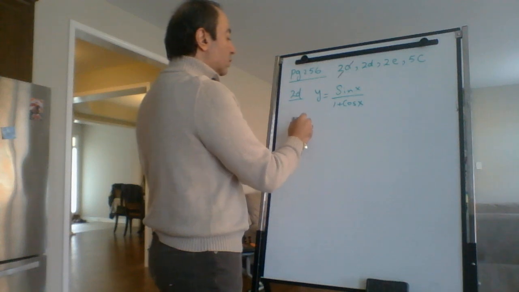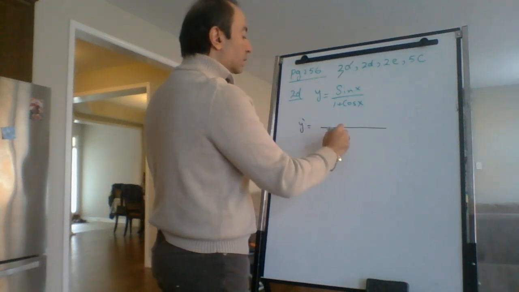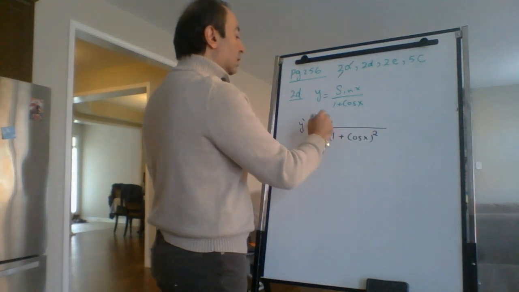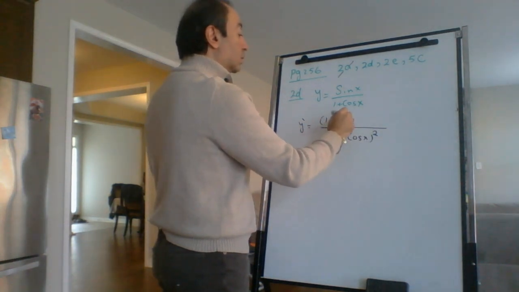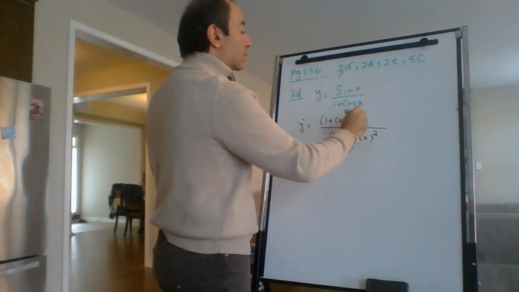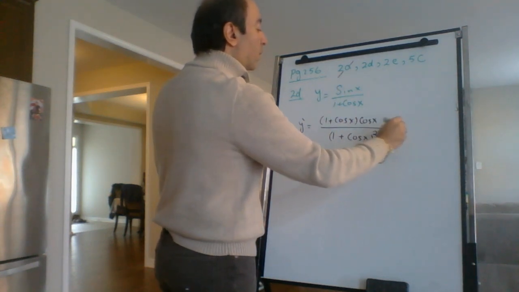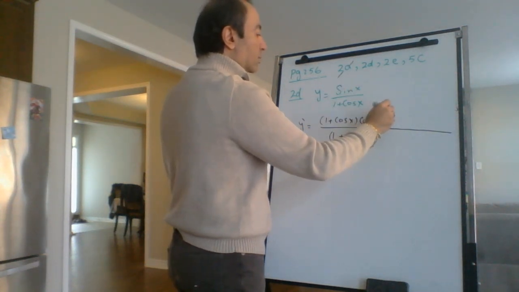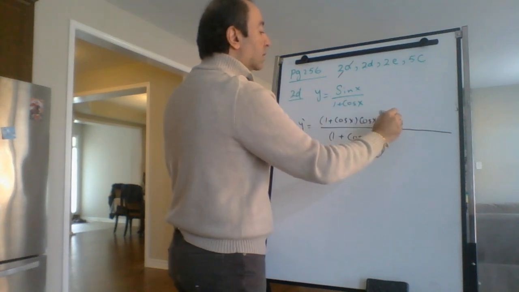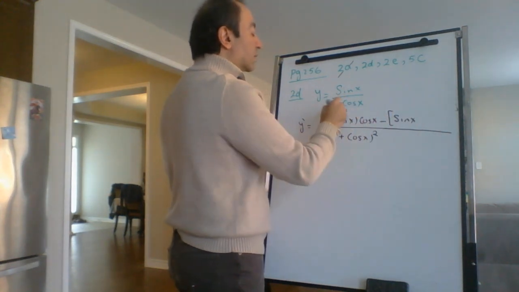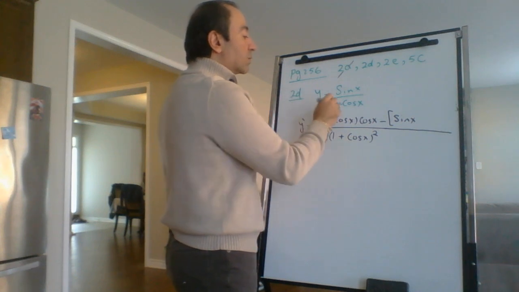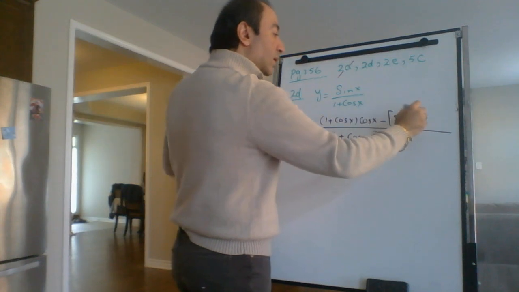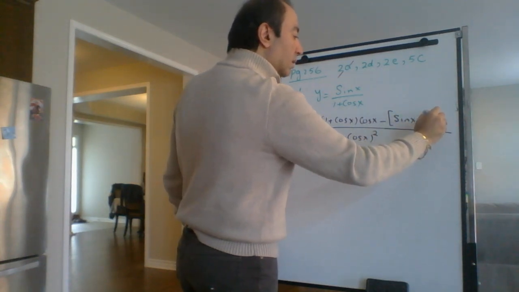So y prime or dy by dx will be low squared, low d high, low d high. The derivative of the high is cosine x, minus, and always I like after the minus to open bracket, high d low. The derivative of the low, derivative of 1 is 0, derivative of cosine x is negative sine x, so this will be negative sine x.